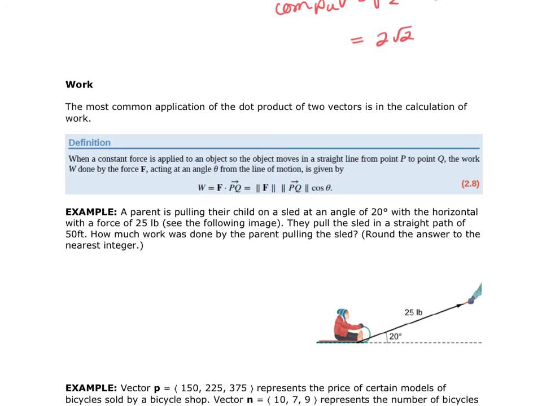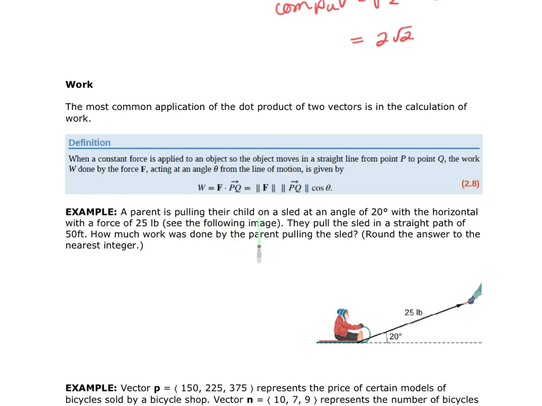The only reason we do all this is so we can do work. So how do we define work? Work is the force. Here's my force. Work is done from point P to Q as the force acting at an angle that is in line with the motion given. So here's an example.